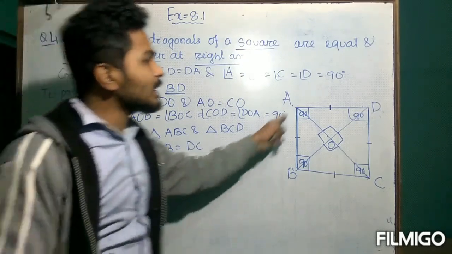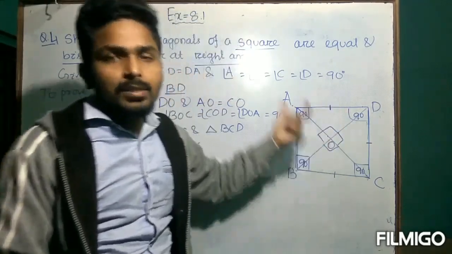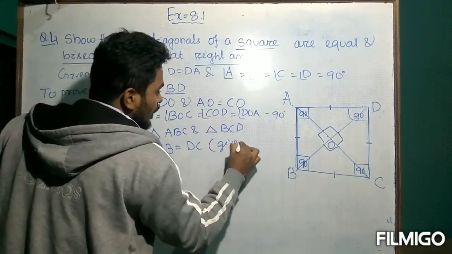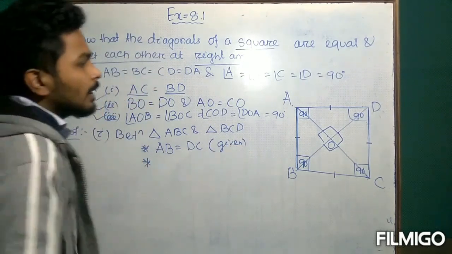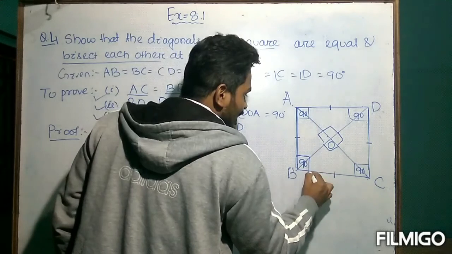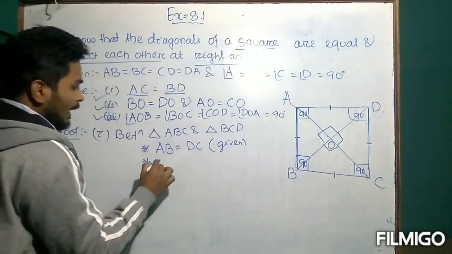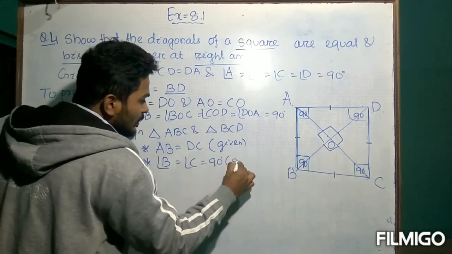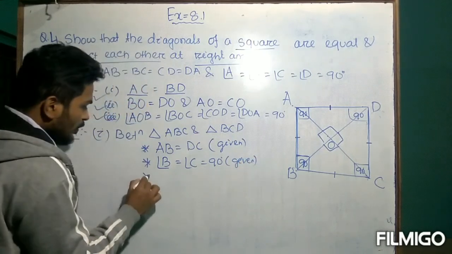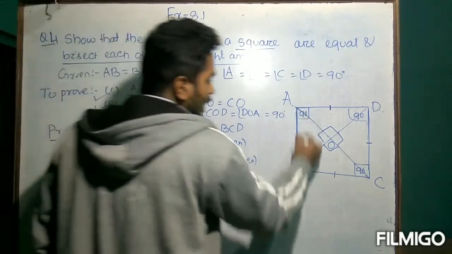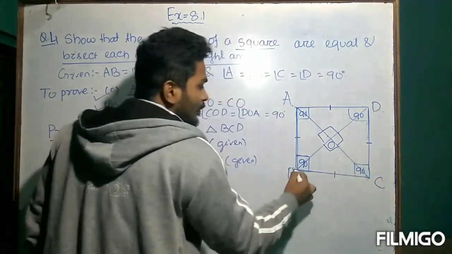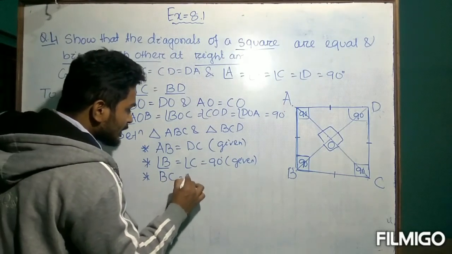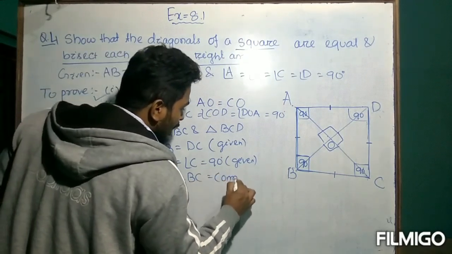Why? Because it is already given that it is a square, so its pair of opposite sides as well as all the 4 sides are equal. So it is given. Second condition is for the triangle ABC, this angle is 90 degrees, and for the triangle BCD, this angle is also 90 degrees. So angle B is equal to angle C is equal to 90 degrees. It is also given. Now, third condition is for triangle ABC, BC is a side, and for the triangle BCD, BC is also a side. So BC side is a common side to both the triangles.